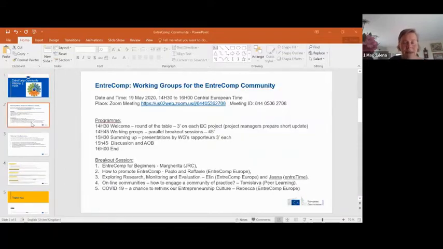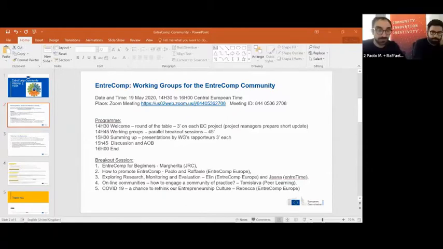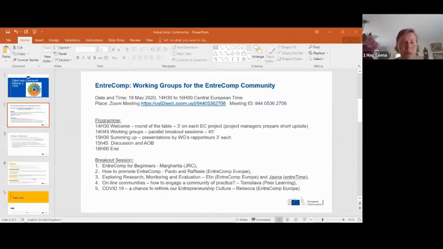I hope that you see the screen which starts with EntreComp working groups. So the program for today is as follows. We will begin with a short round of the table, where I will give the floor to Dana and to the project managers of the 4 projects for a very short introduction. It is an update on where you stand, what you're doing, where you need help, and who can help you. Then we will split into the parallel breakout sessions.